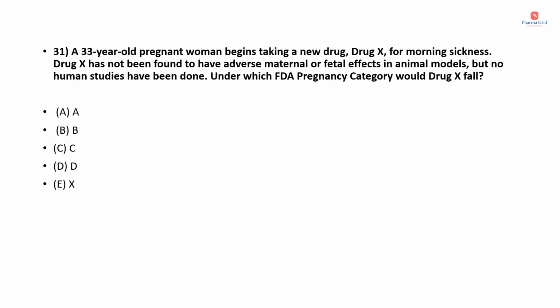We know that there are mainly 5 pregnancy categories, that is category A, B, C, D and X. And here we need to find out, the pregnant woman takes a drug X for morning sickness, and this drug has not been found to have adverse maternal or fetal effects in animal models, but no human studies have been done. So this drug belongs to which pregnancy category? The options are A, B, C, D and X. So here the correct answer is option B. That is, here the drug belongs to pregnancy category B.